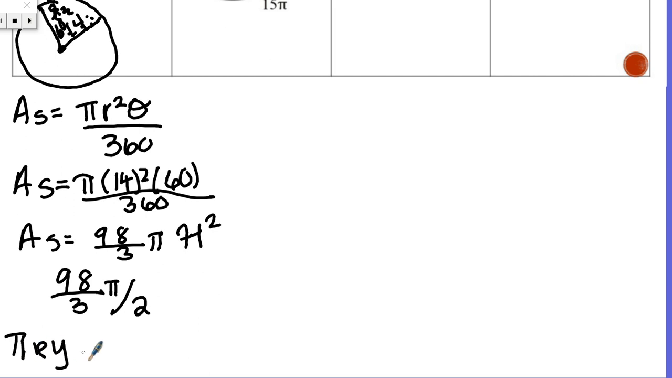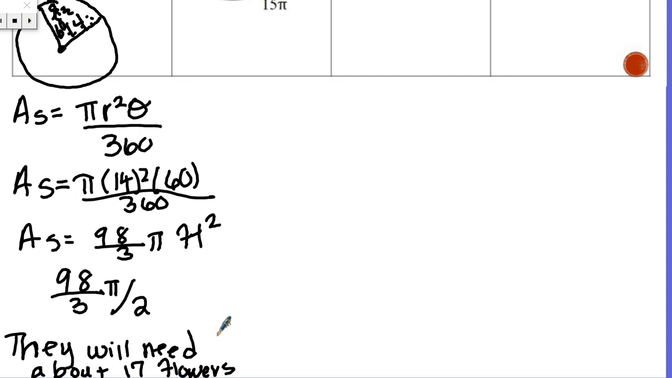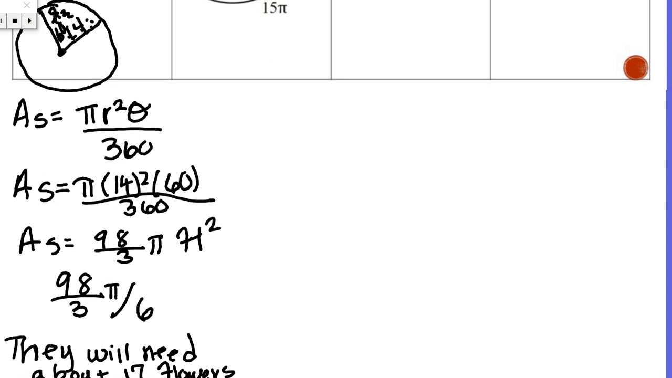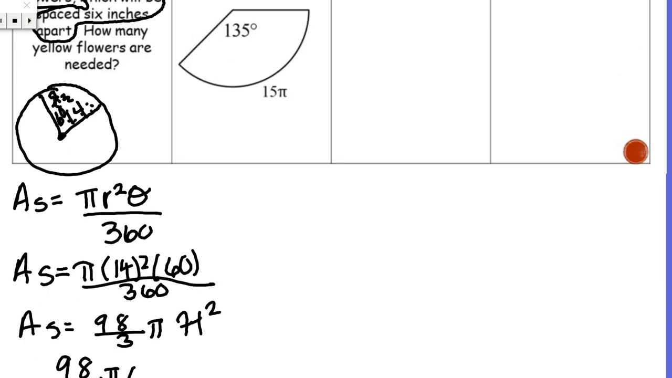They will need about 17 flowers. Okay? And this is not divided by 2. Sorry, babies. This is divided by 6 because there's going to be 6 inches of space in there.